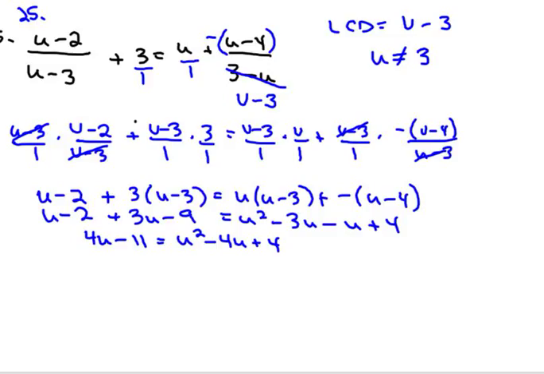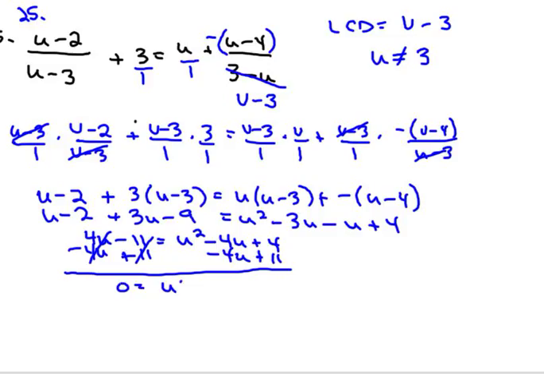I'm going to bring these over to the other side. So I'm going to subtract 4u and add 11. So these all cancel, leaving me 0. The squared term did not cancel, so that means we do indeed need to factor this. So that's an easy trinomial. Factors of 15 that add to give you negative 8 are going to be negative 5 and negative 3.